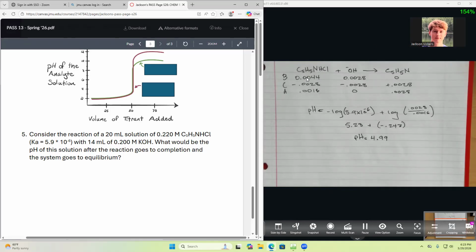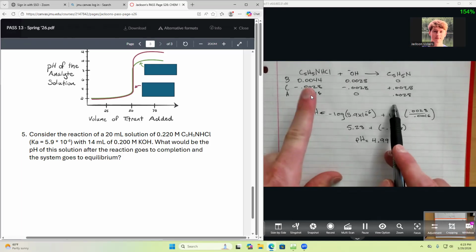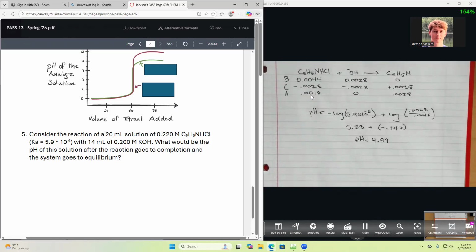And again, we need to go from molarity to moles for our BCA table. So I did 0.02 liters times 0.22 molarity for this top one. And we always subtract by the smaller value in the BCA table. So we're subtracting away 0.0028 moles, and we're adding that to the conjugate base. That's what we're forming here. And as a reminder, when we have some leftover weak acid and its conjugate base, so we have both parts of the buffer, that's when we can go into Henderson-Hasselbalch.